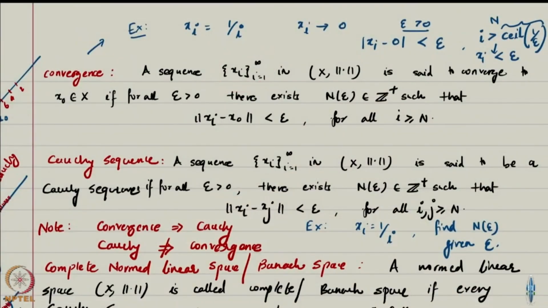Okay. So a sequence x_i, i equal to 1 to infinity, in this normed linear space is said to converge to some point x0 in this normed linear space if for all epsilon positive there exists a number n in positive integers such that x_i minus x0 is epsilon close for all i greater than or equal to n.